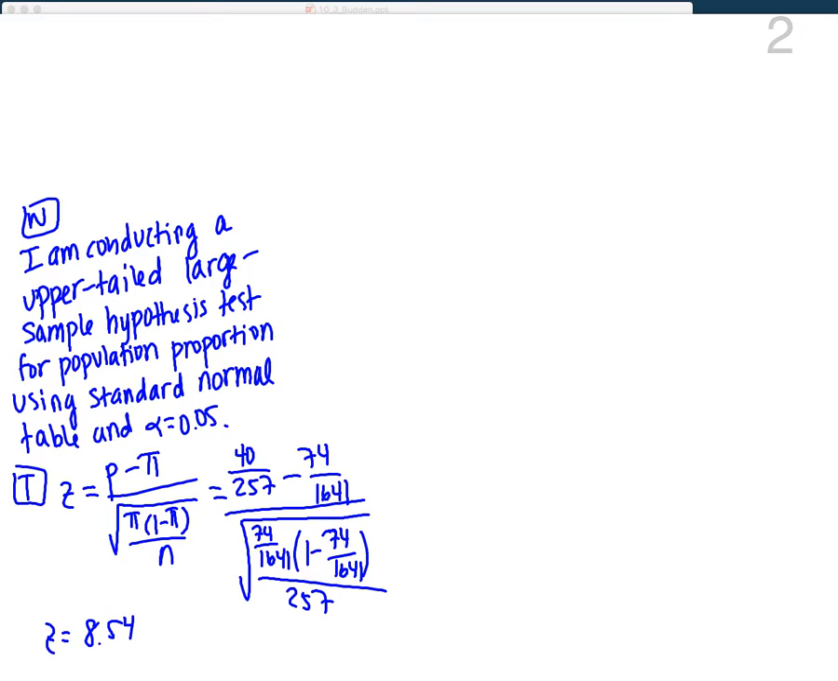I got a z-score of about 8.54. If you did not, you did something wrong. What does that number mean? It's 8.54 standard deviations. Above the hospitals. So this number means that Gilbert's death rate was 8.54 standard deviations above the hospitals.